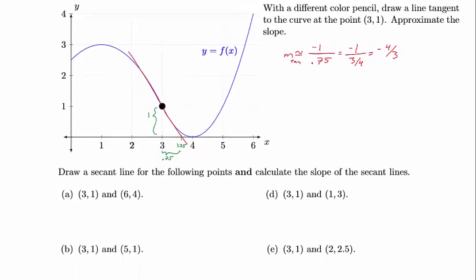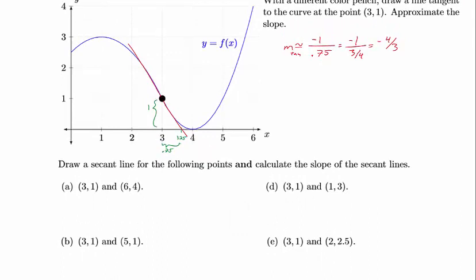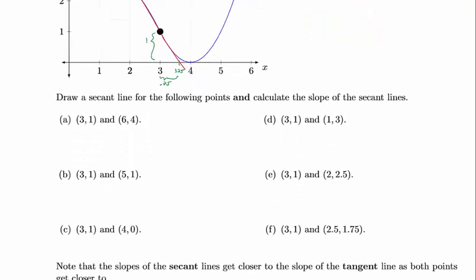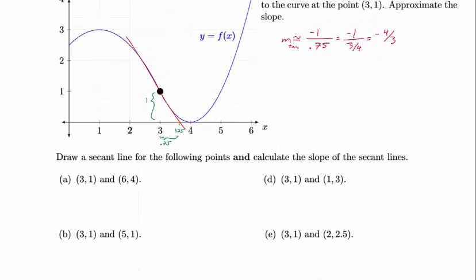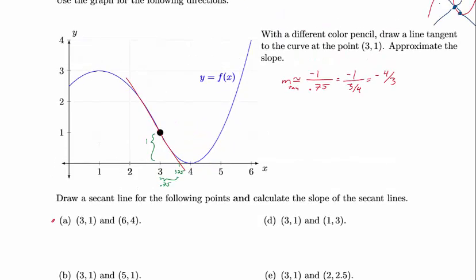Alright, so for part A, draw a secant line for the following points and calculate the slope of the secant line. Alright, so we've got the first one. Note that these are all based off the first point, (3, 1). And so for this first one, we're going to start at (3, 1) and (6, 4). Alright, so let's look at the point (6, 4). That is right up here. And note that if you draw a secant line between those two, it looks something like this.